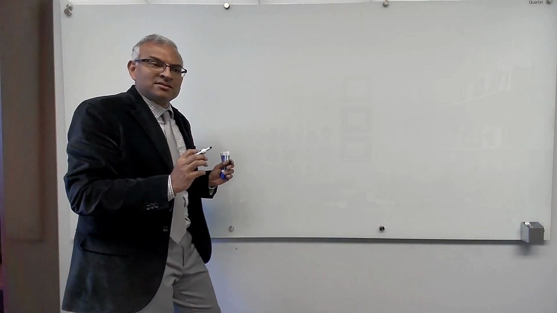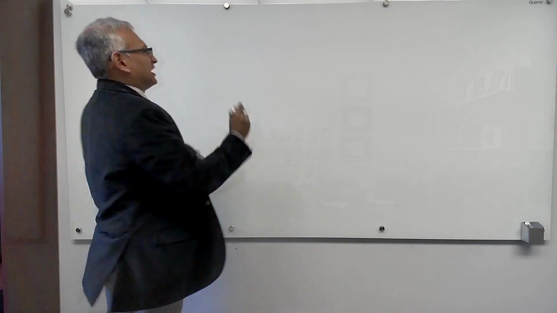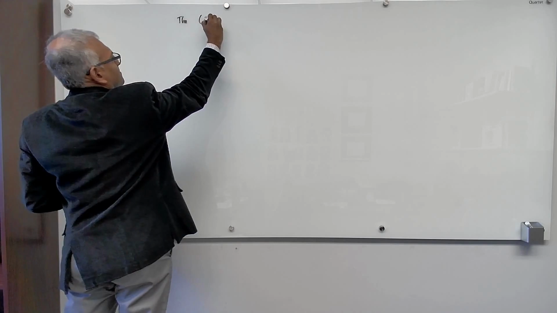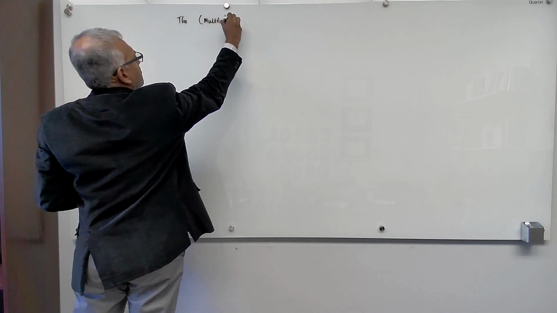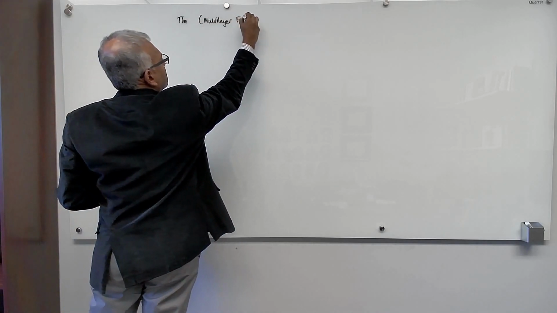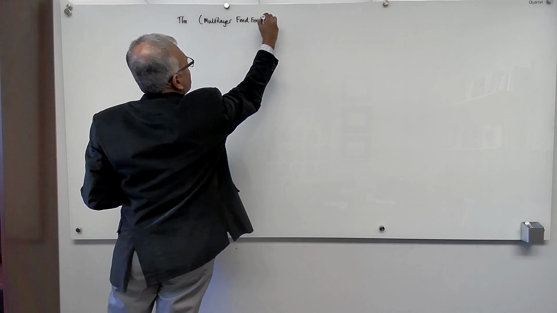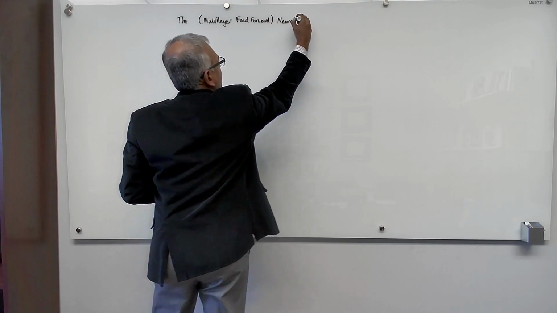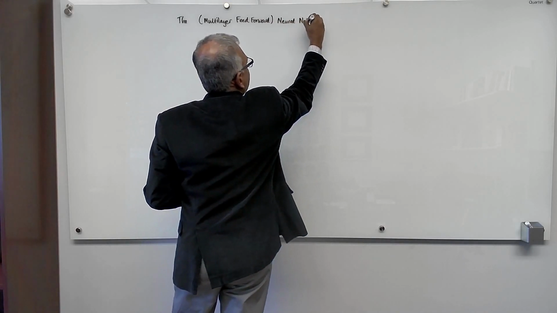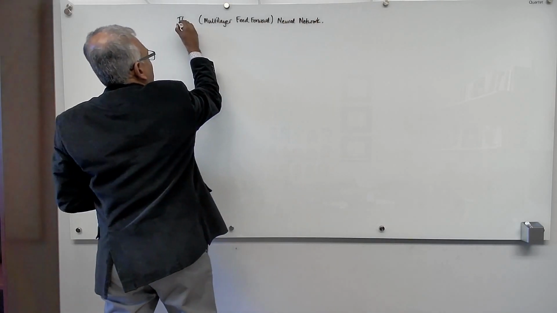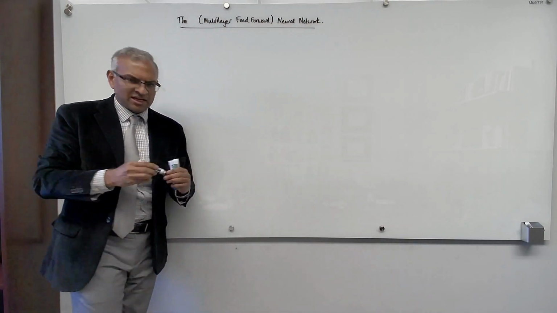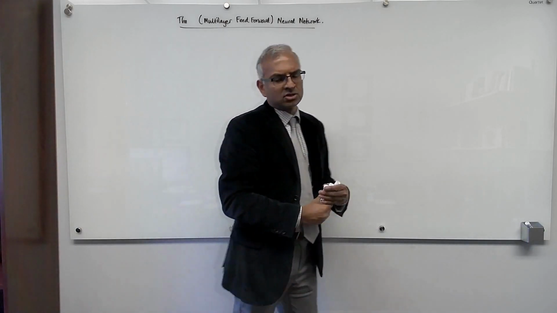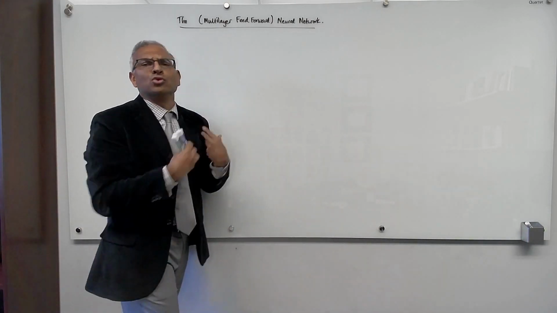The multilayer feed-forward neural network. In parentheses, multilayer feed-forward neural network. I put those in parentheses because they technically describe the specific kind of neural network we're talking about, but typically we just say neural network.